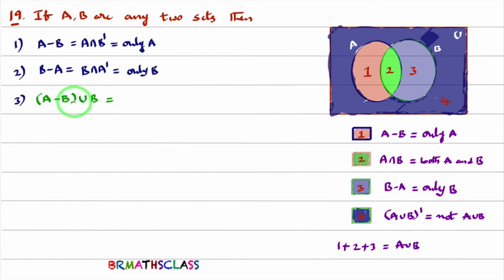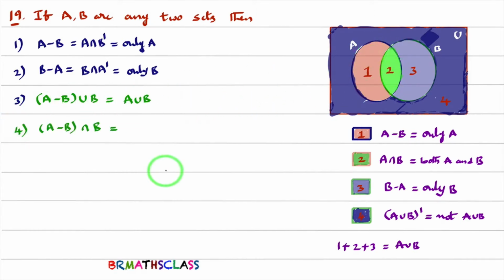You observe this A minus B union B. A minus B means this part 1. Union. What is set B here in this diagram? Set B is part 2 plus part 3. When we do the union, what you will get? A minus B is part 1, union, set B is 2, 3. When we do their union, you will get 1 plus 2 plus 3. What is 1 plus 2 plus 3? 1 plus 2 plus 3 is A union B. Please try to understand. A minus B union B is nothing but A union B.